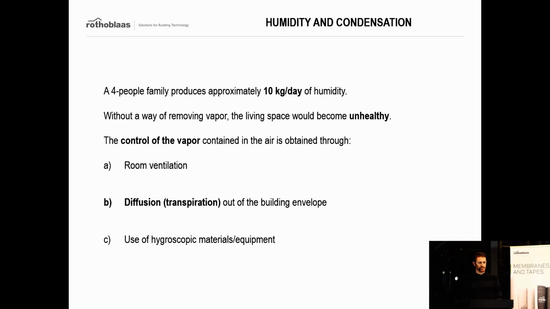Of course, that is not always possible because, for instance, if it's very cold outside, if it's winter time, if you open up the window for too long, you also have a loss of the heat that you have inside your building. So another way is use of a hygroscopic material, but that's not always easy. So really, the way this works is through transpiration.